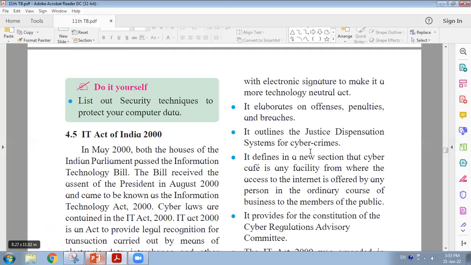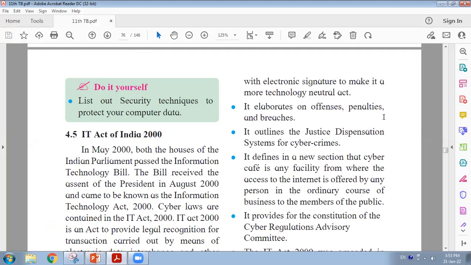Then the next point: it elaborates on offenses, penalties, and breaches. Now here all the negative things have to be elaborated.